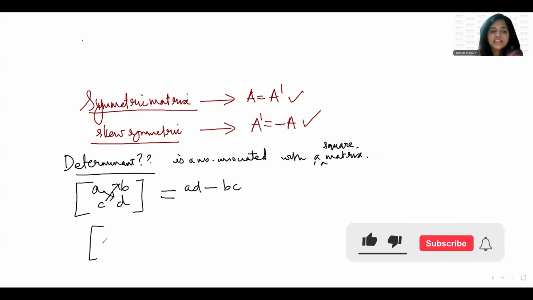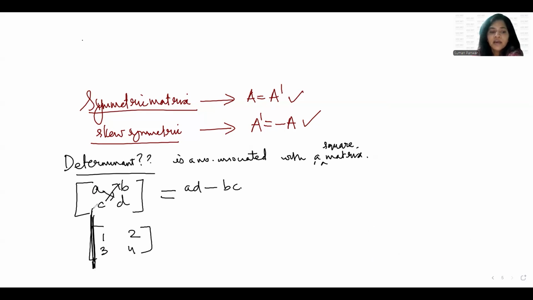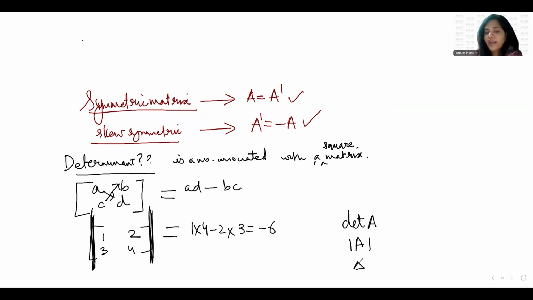Okay. So for example, you have to calculate determinant of 1, 2, 3, 4. Now the terminology of determinant is, we have this absolute value sign. So 1 into 4 minus 2 into 3. So this is the notation for determinant. You also write determinant of A, or you write this, or you write a triangle. So these are the notations. All right. So we know how to calculate determinant of a 2 by 2 matrix.